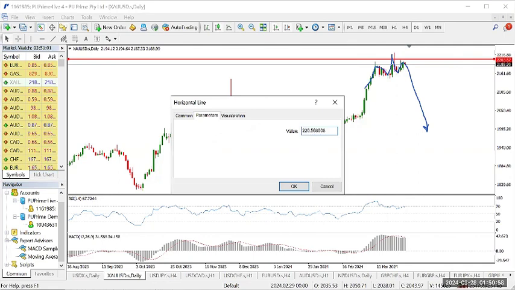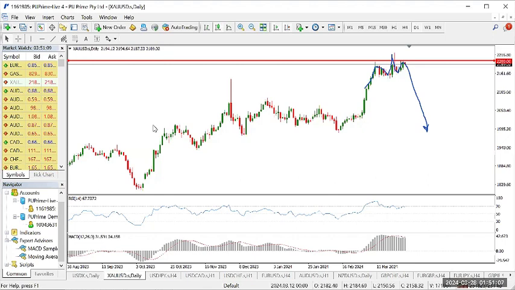And that psychological level actually evolved into a resistance, and it's because price could not break that resistance. That's why we ended up having a rejection candle up there. So we have a rejection candle right here, and price could not break it. Now it's a rejection candle that's evolving into the formation of a head and shoulder pattern.